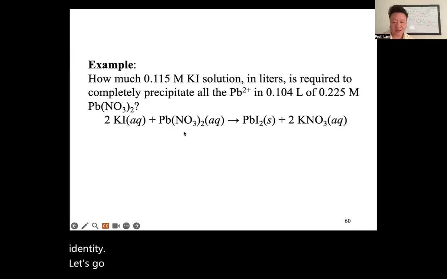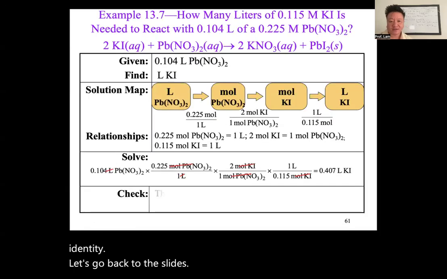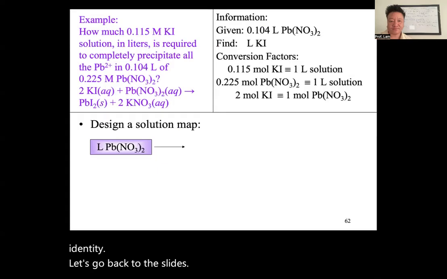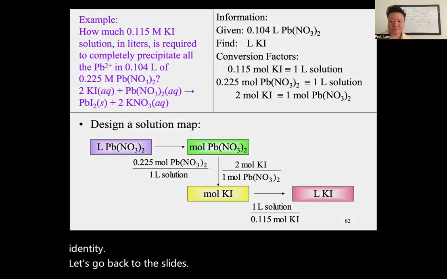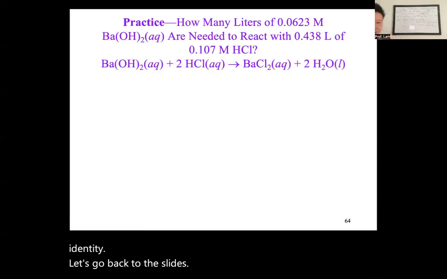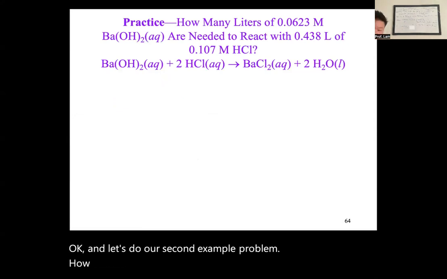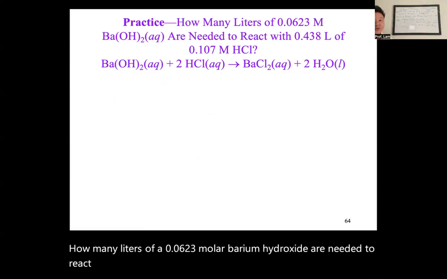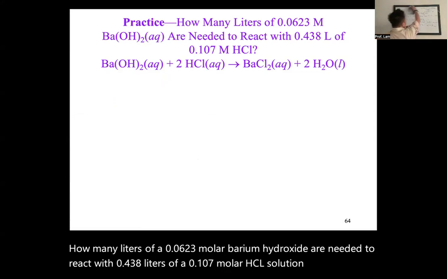Let's go back to the slides. Okay, and let's do our second example problem. How many liters of a 0.0623 molar barium hydroxide are needed to react with 0.438 liters of a 0.107 molar HCl solution? Okay, so again, let me put that on the board.